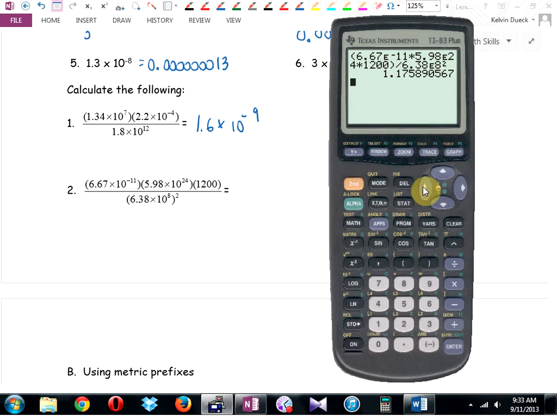Oh, okay. Hey, how many sig figs in this answer? Let's see. The first thing is 3 sig figs. The second thing is 3 sig figs. Ooh, that 1,200. How many sig figs? So 2 sig figs. I'm going to go 1.2.